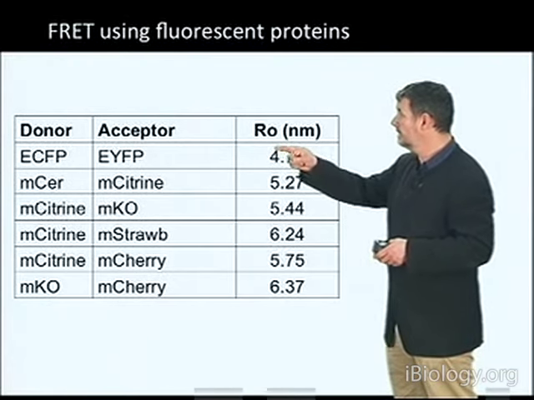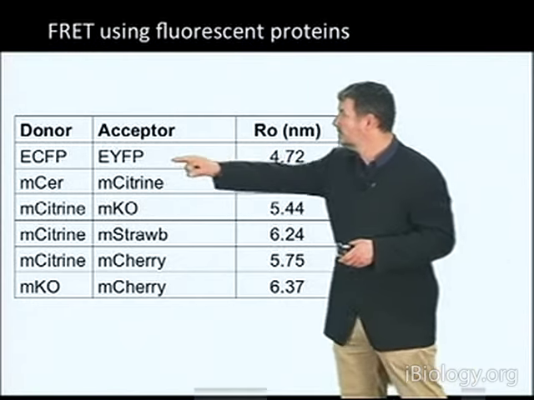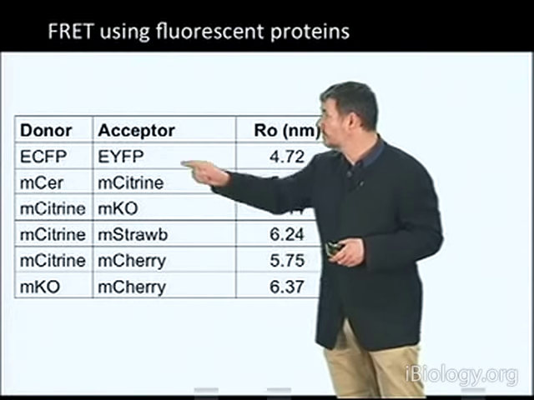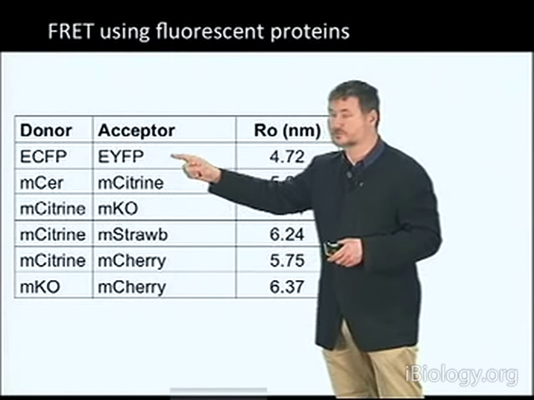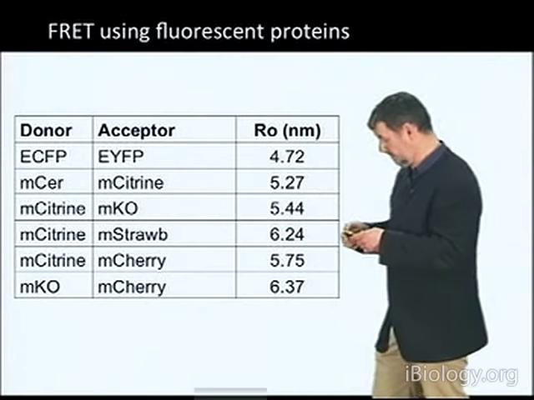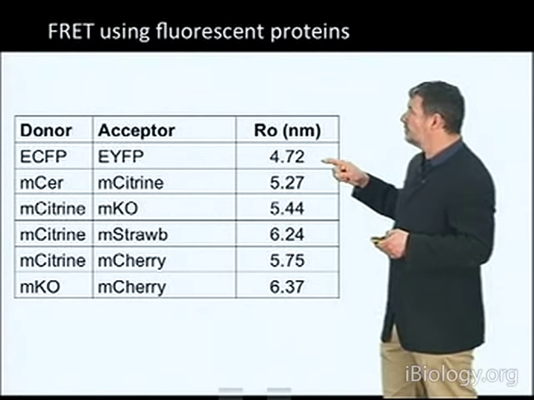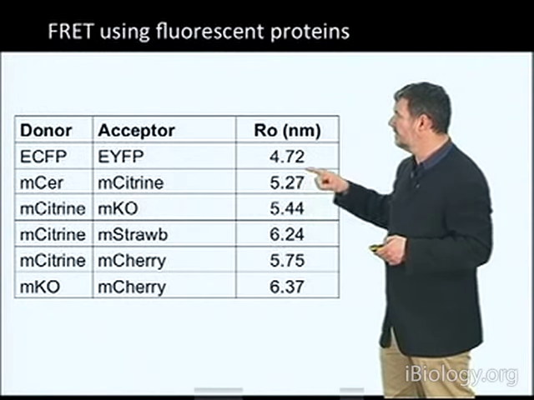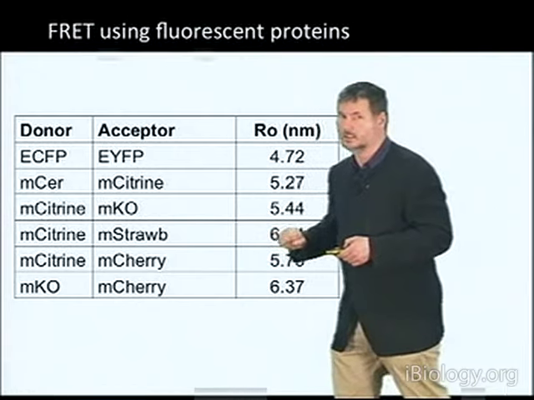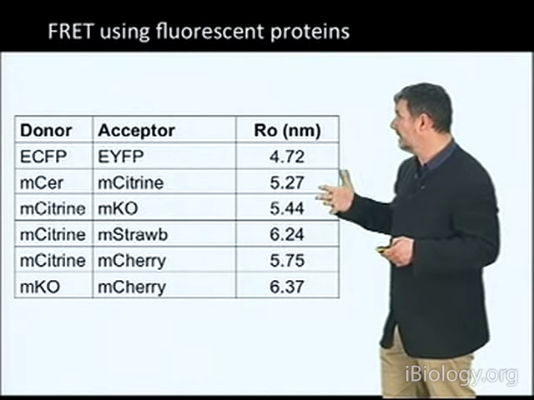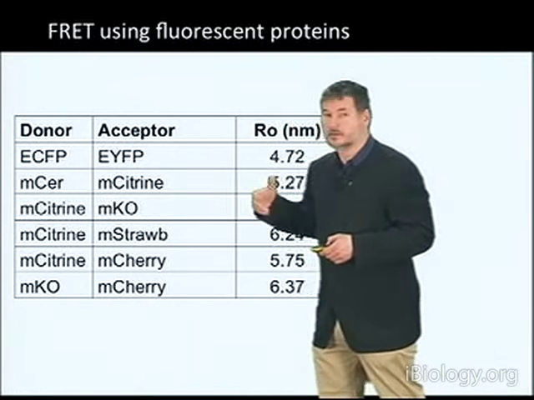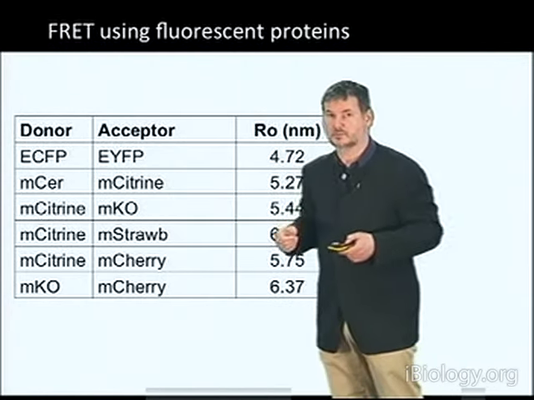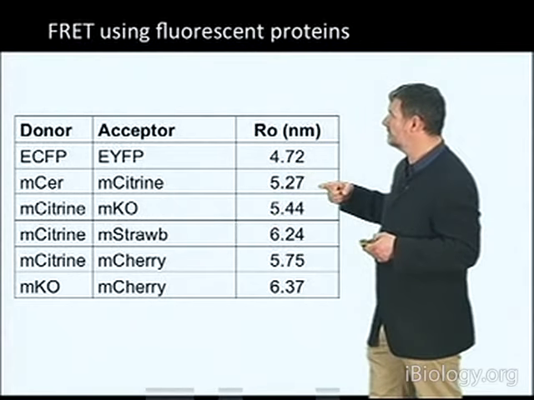I've started off by representing the R0 for the classical pair, the cyan fluorescent protein and the yellow fluorescent protein. This pair was used a lot in the past because we didn't have a choice for other fluorescent protein pairs. The R0 is quite moderate, close to 5 nanometers. But nowadays, because we have more red-emitting fluorophores, we can increase our R0 and better detect interactions. Also, we have better cyan fluorescent proteins that, for example, have an increased quantum yield, one of the parameters that was important for R0, and thereby increase the R0.